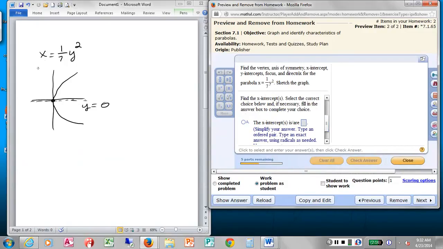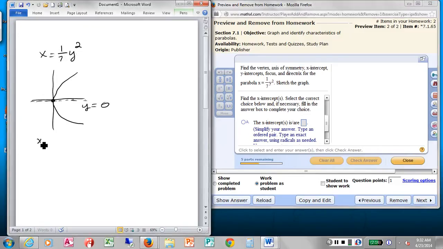X-intercept, well, as always, to find the x-intercept we set y to be 0. So we get x equals 1/7 times 0 squared, which is 1/7 times 0, which is 0. And so our x-intercept would be 0, 0.